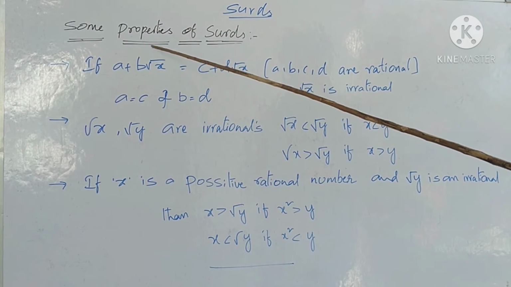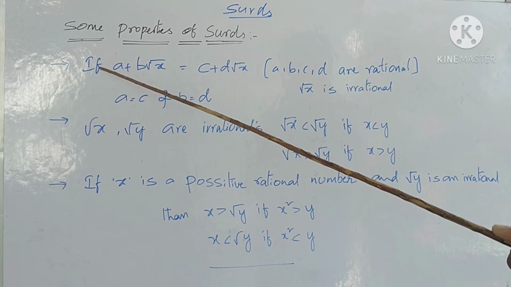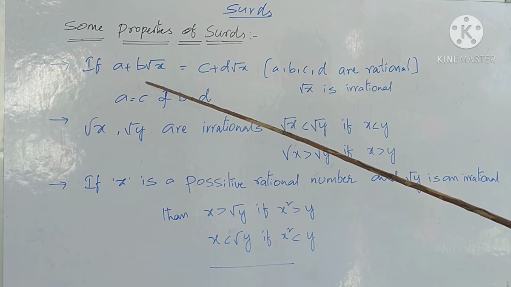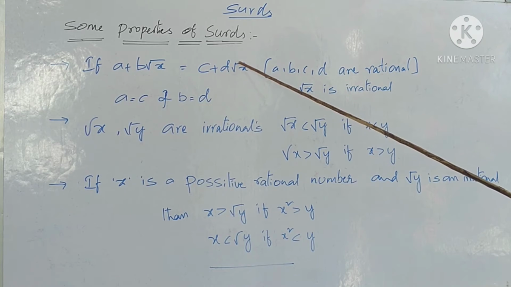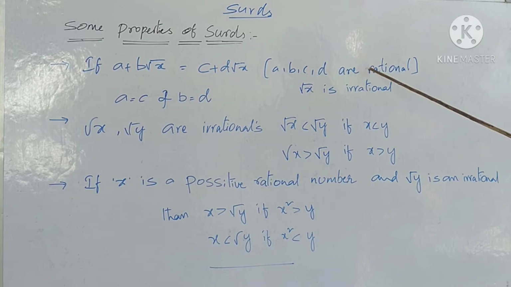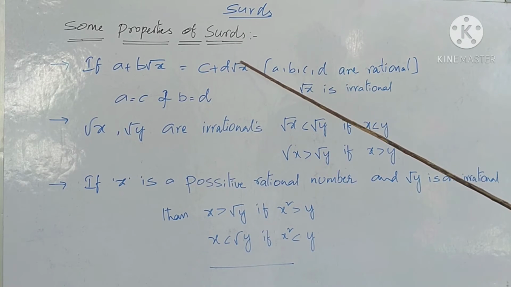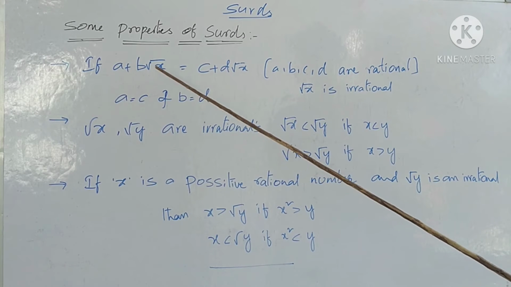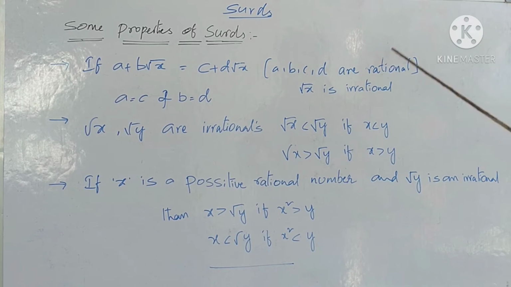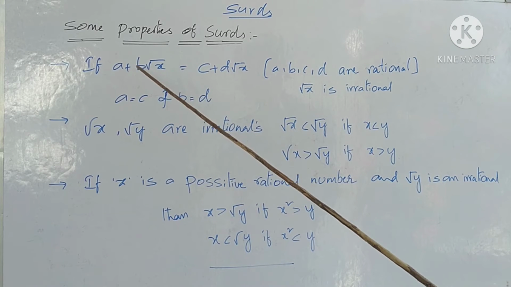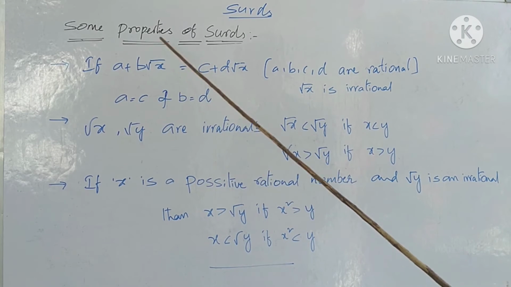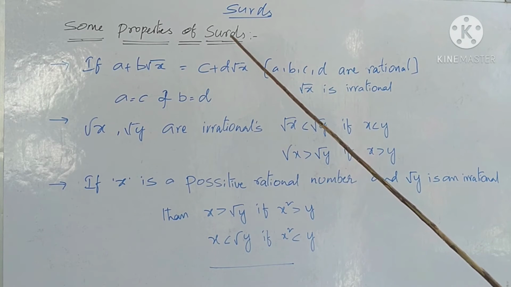These are some properties of surds. If a plus b root x is equal to c plus d into root x, where a, b, c, d are rationals and root x is irrational, then a is equal to c and b is equal to d. Compare both surds.